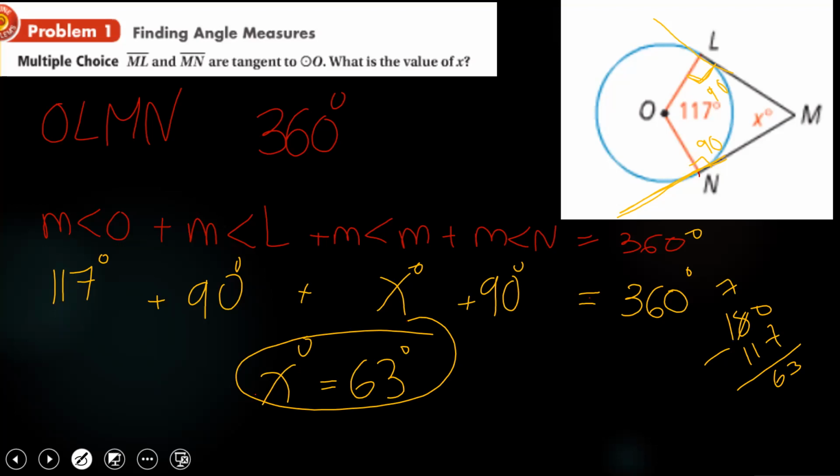Is it clear? Yes. Let's have another one. Here, the line segment ED is tangent to a circle with center O. Since it is a tangent, ED is perpendicular to a radius. Now, what is the value of x?